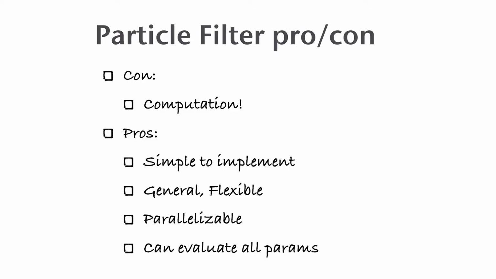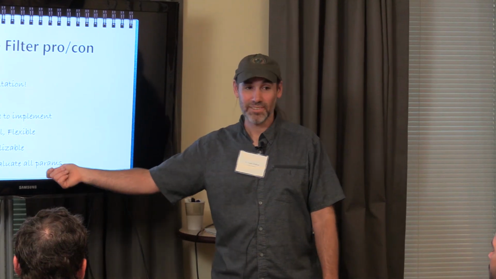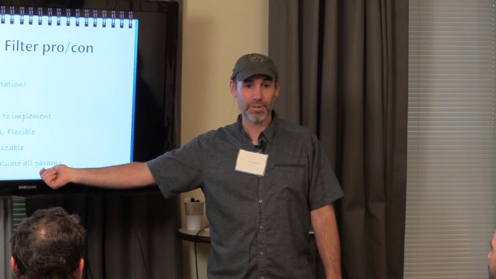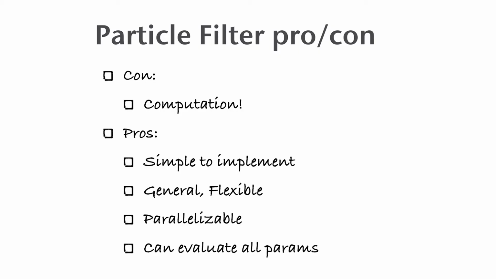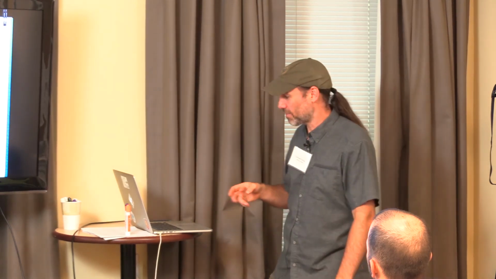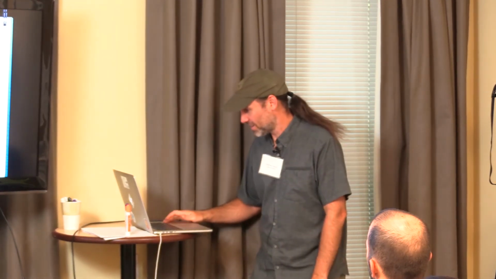Pros. It's actually not hard to implement. Other than that weighting bit, it's really not that hard. It's fairly general and flexible, and it is parallelizable. All those ensemble members, and this is also true of the Ensemble Kalman filter. If you have a big computer, you can put each of your model runs on different nodes or different CPUs. And you can also evaluate all of your parameters. So you can update the parameters and the process error and the observation error and all those things, you can update them. There's a but though.